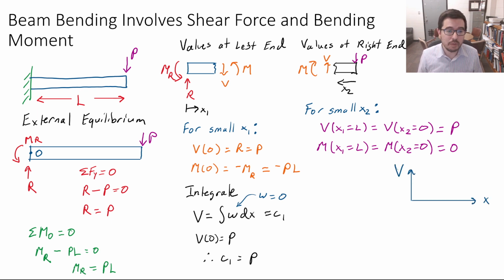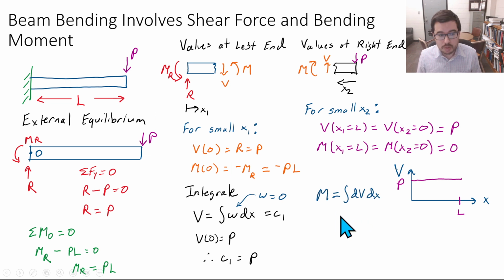We can go ahead and plot this out. There's no additional discontinuity or anything in the middle. So we can go ahead and say it's going to be a constant P across the entire length of the beam.